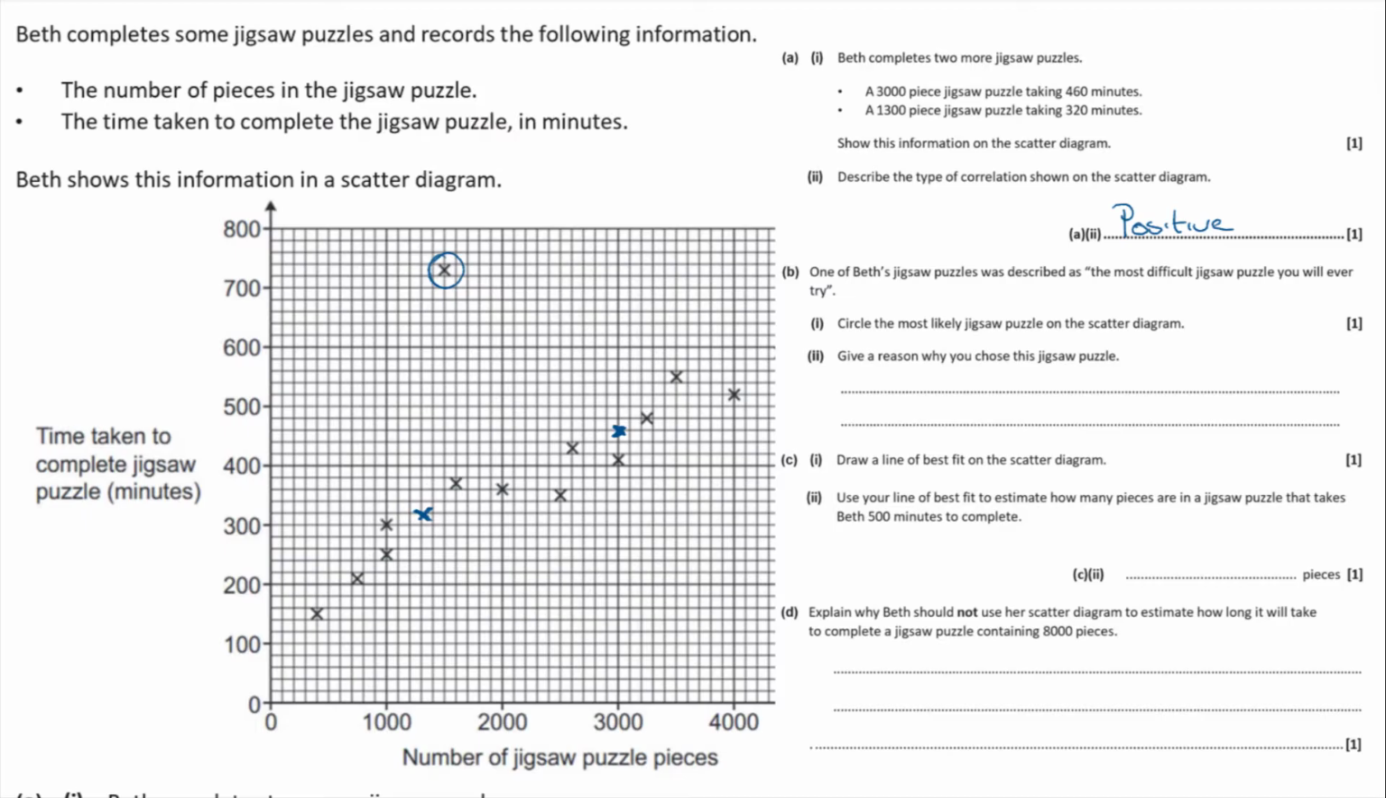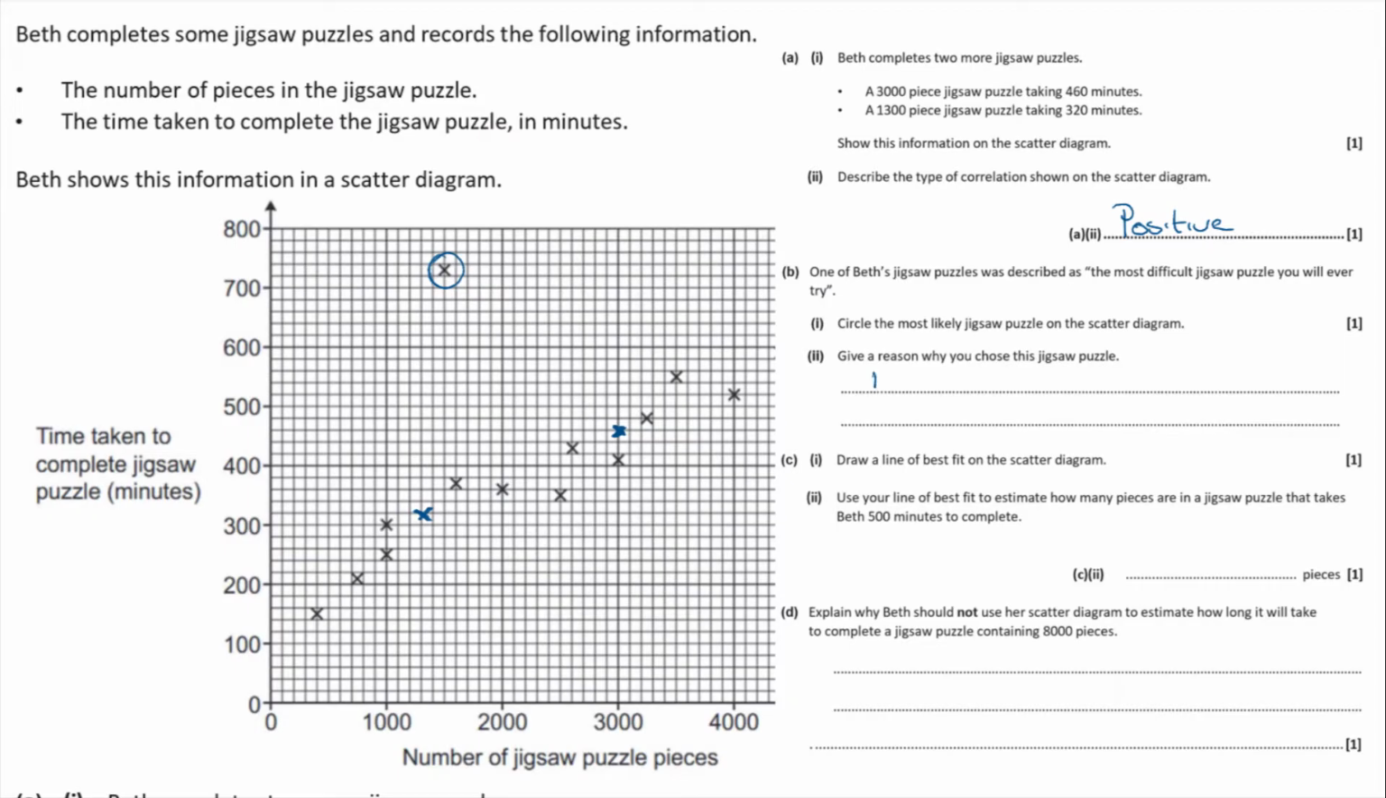It's got a few number of pieces, but it took forever to do. It took over 700 minutes to complete, which is much longer than all the others. So I'm going to assume that that one was the killer jigsaw puzzle. I've already circled it, so that's good. I was lucky. And then part 2 says, give a reason why you chose this jigsaw puzzle.